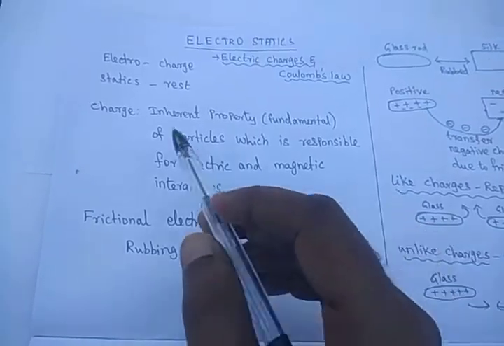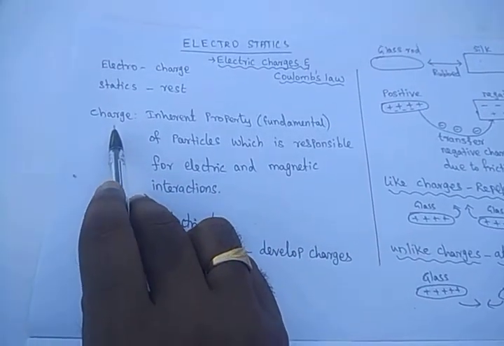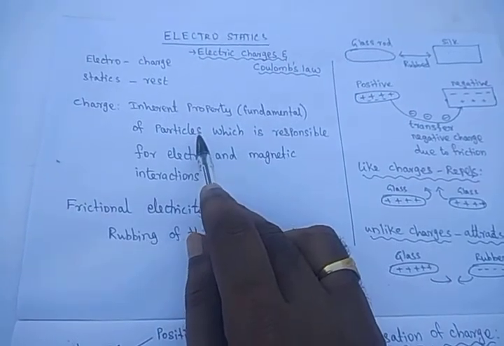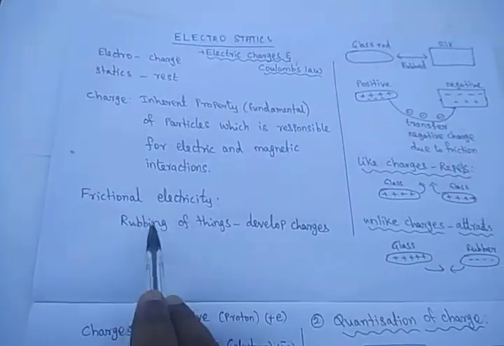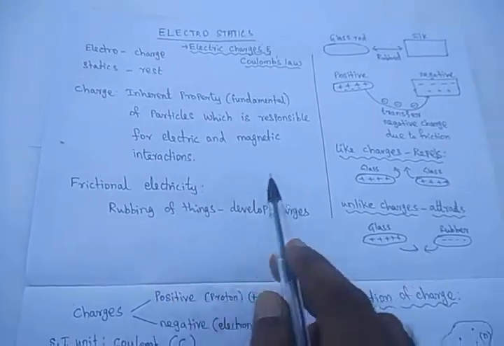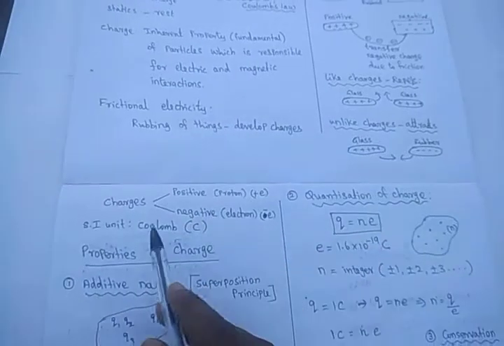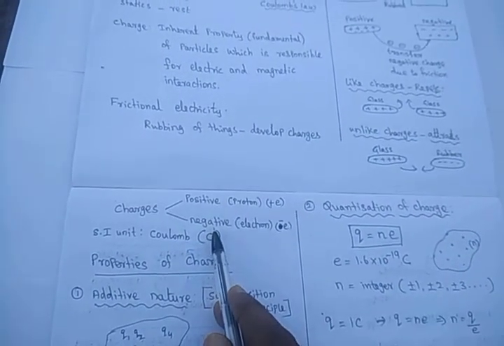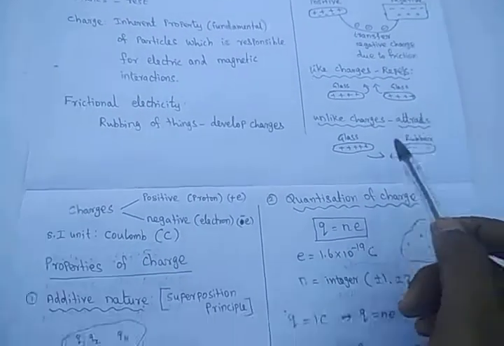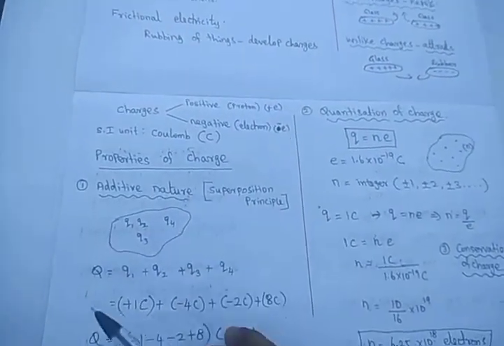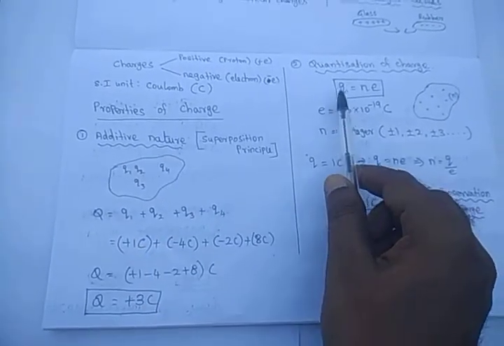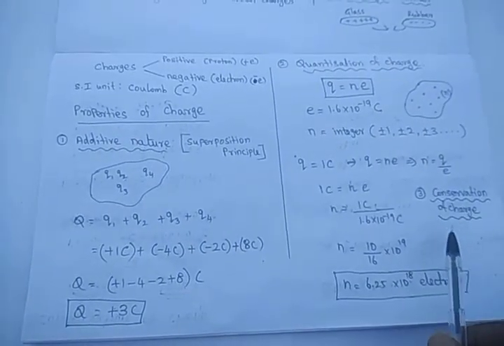Yes, dear students, let us summarize all those things. Charge is an inherent property of the particle, and charge can be demonstrated by the process called frictional electricity. By doing this frictional electricity experiment, we come to the conclusion that there are two types of charges, positive and negative. Like charges repel each other and unlike charges attract each other, and finally we saw the properties of the charges. The three very important properties of charges are additive nature, quantization of charge, and conservation of charge.